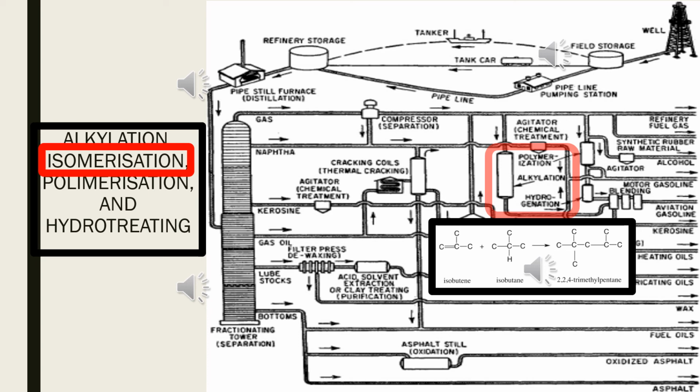It is not indicated on the diagram, but if you want to increase the octane value of motor fuels, you can isomerize N-butane to isobutane, which has a higher octane value. Both have the formula C4H8.